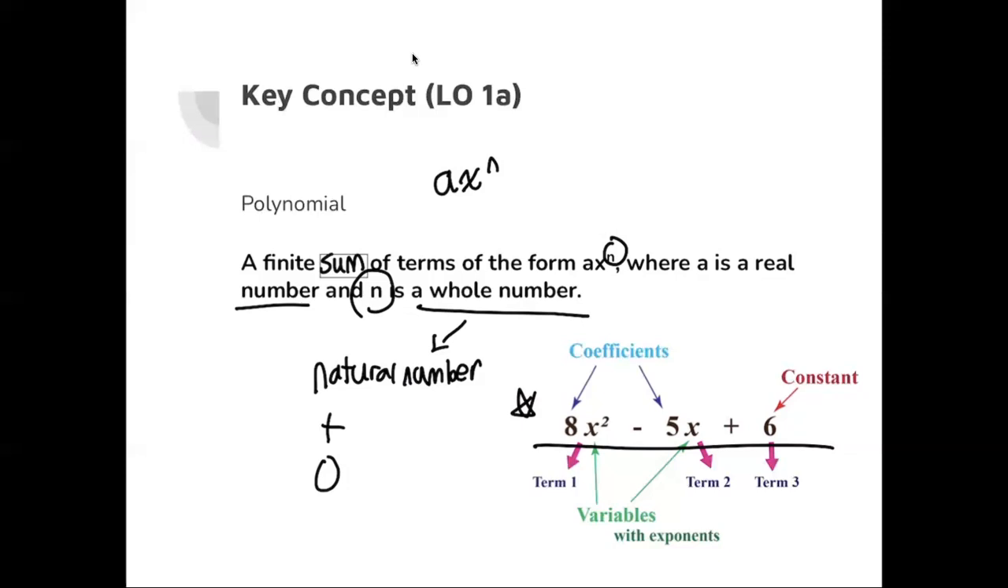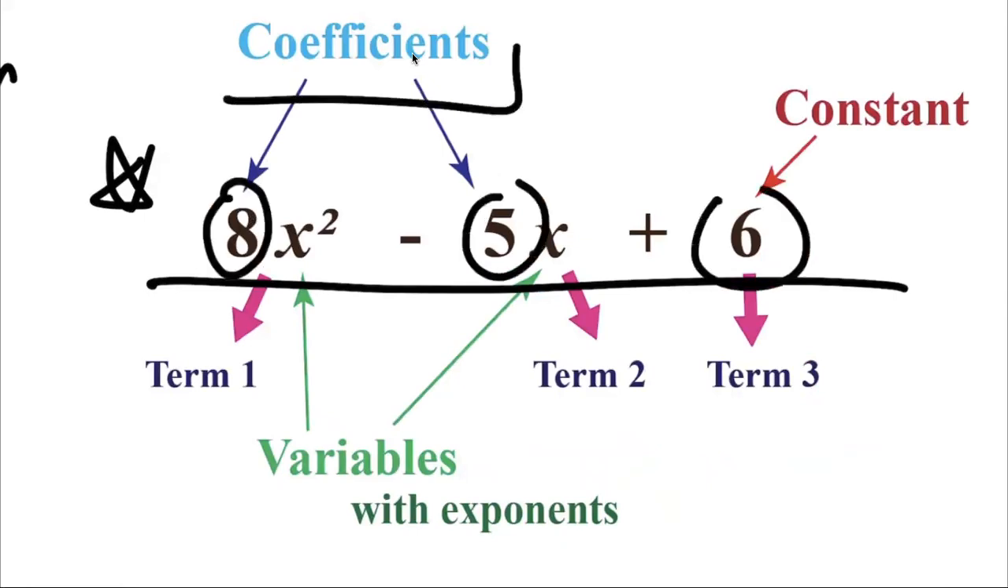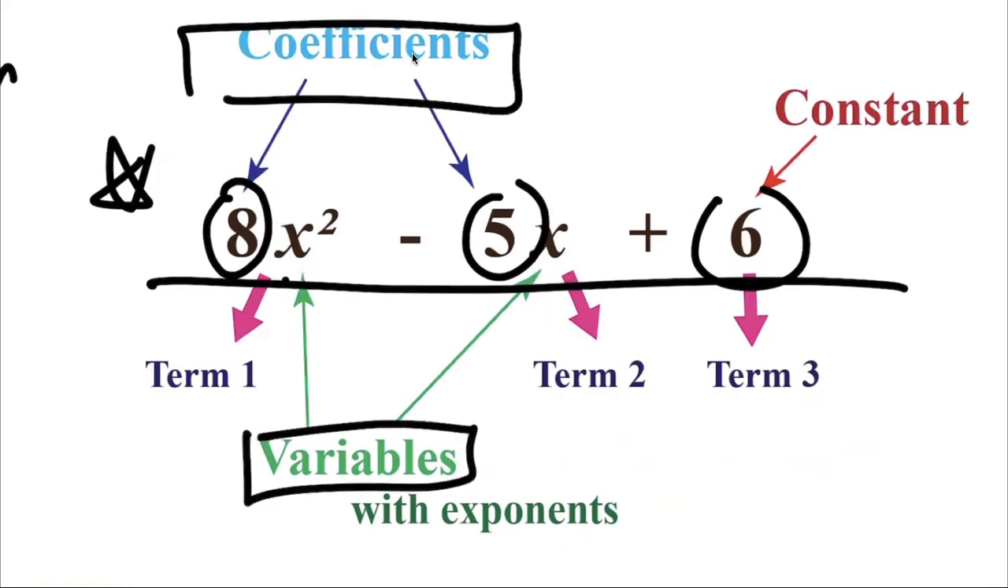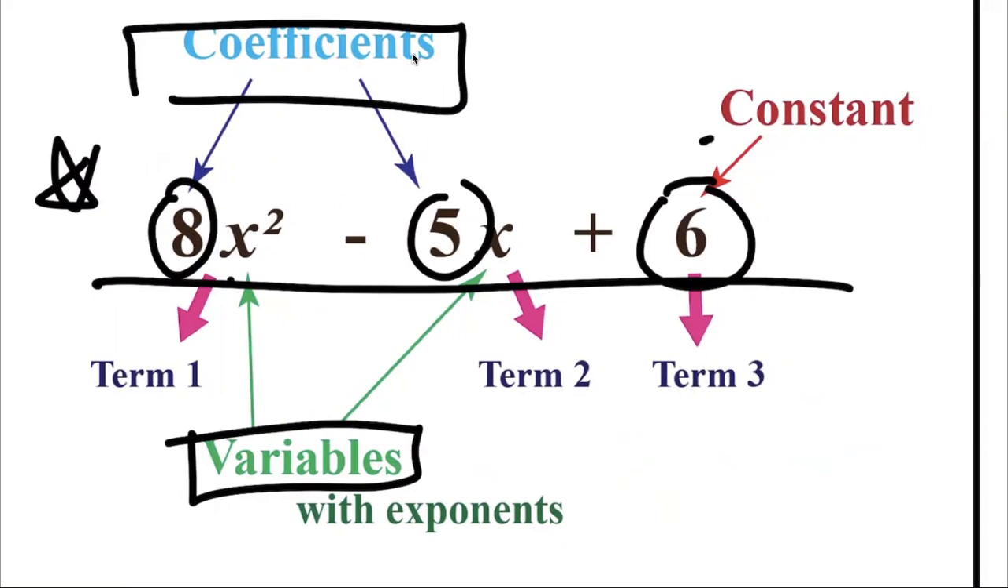So just a recap. Let's look at this example. The numbers attached to variables are called coefficients. The variables are called variables, of course. And if there's just a number without a variable, that is called a constant.